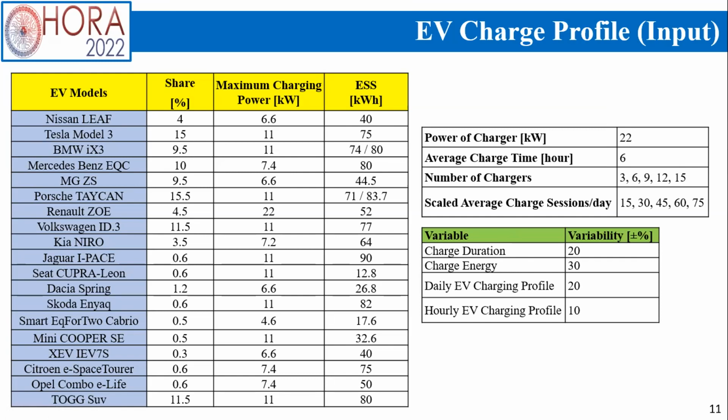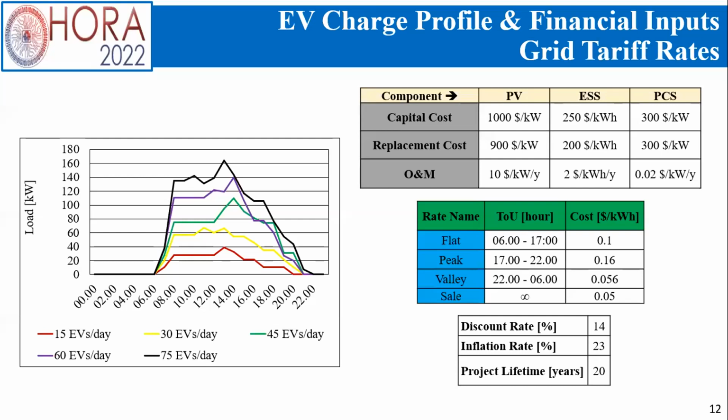It is also assumed that each charging unit to be installed in the relevant parking lot will charge 5 EVs. To model increased EV charging demand, the average daily EV charging station visits were determined as 15, 30, 45, 60, and 75. The EV charging profiles formed according to the increasing EV charging station visits are shown in this figure.